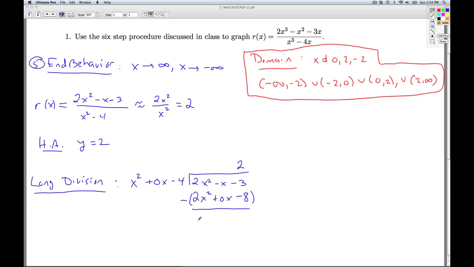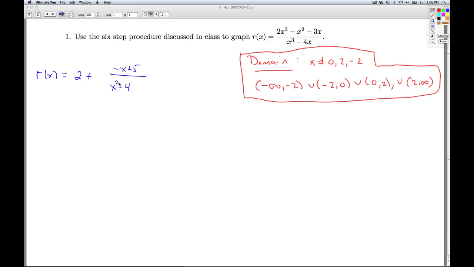2x squared minus 2x squared is 0. Negative x minus 0x is negative x. Negative 3 minus negative 8 is a positive 5. So that's my remainder, which means that I can rewrite my function r of x. Instead of writing it this way, I can write it as 2, which is my quotient, plus my remainder over my divisor. And so this is what I'm going to use then to analyze the function as x goes off to minus infinity and x goes off to infinity.